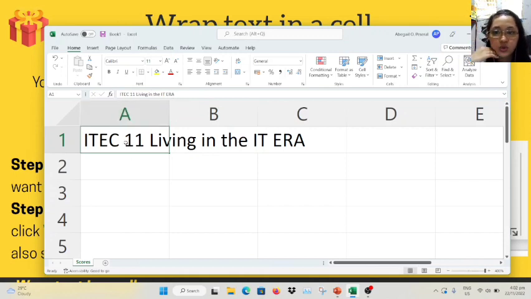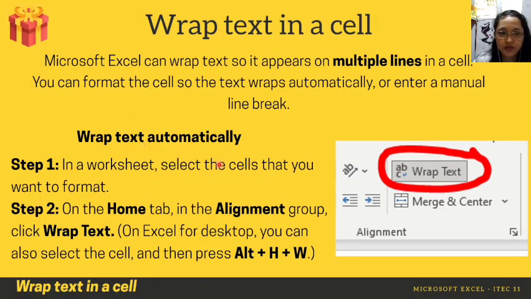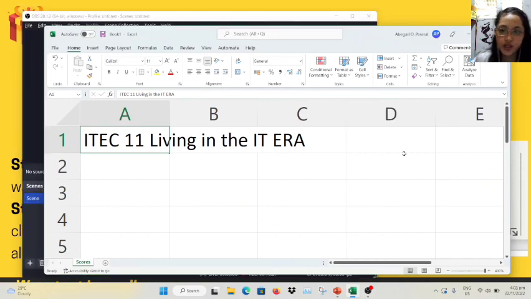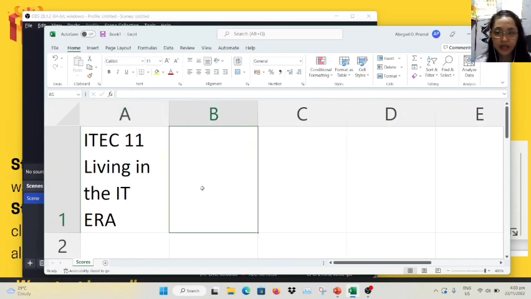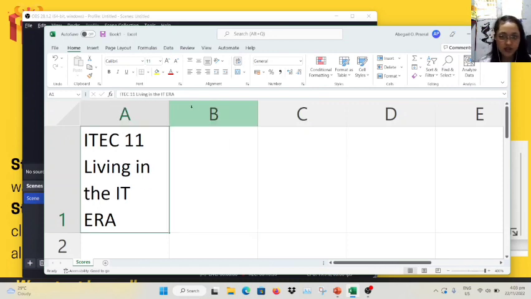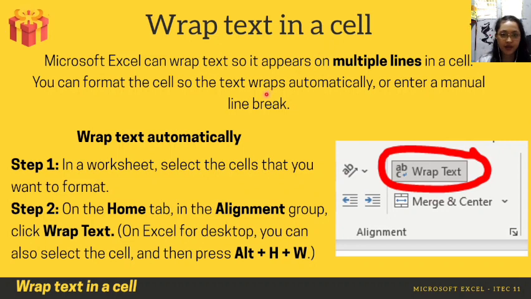So what we are going to do so that it will fit in A1, we have to click Wrap Text. Where is Wrap Text? So we can wrap text here. Let's click it. Wrap text, wraps long text into multiple lines so you can see all of it. So we click this one, and it all fits in A1. So that is the use of wrap text.